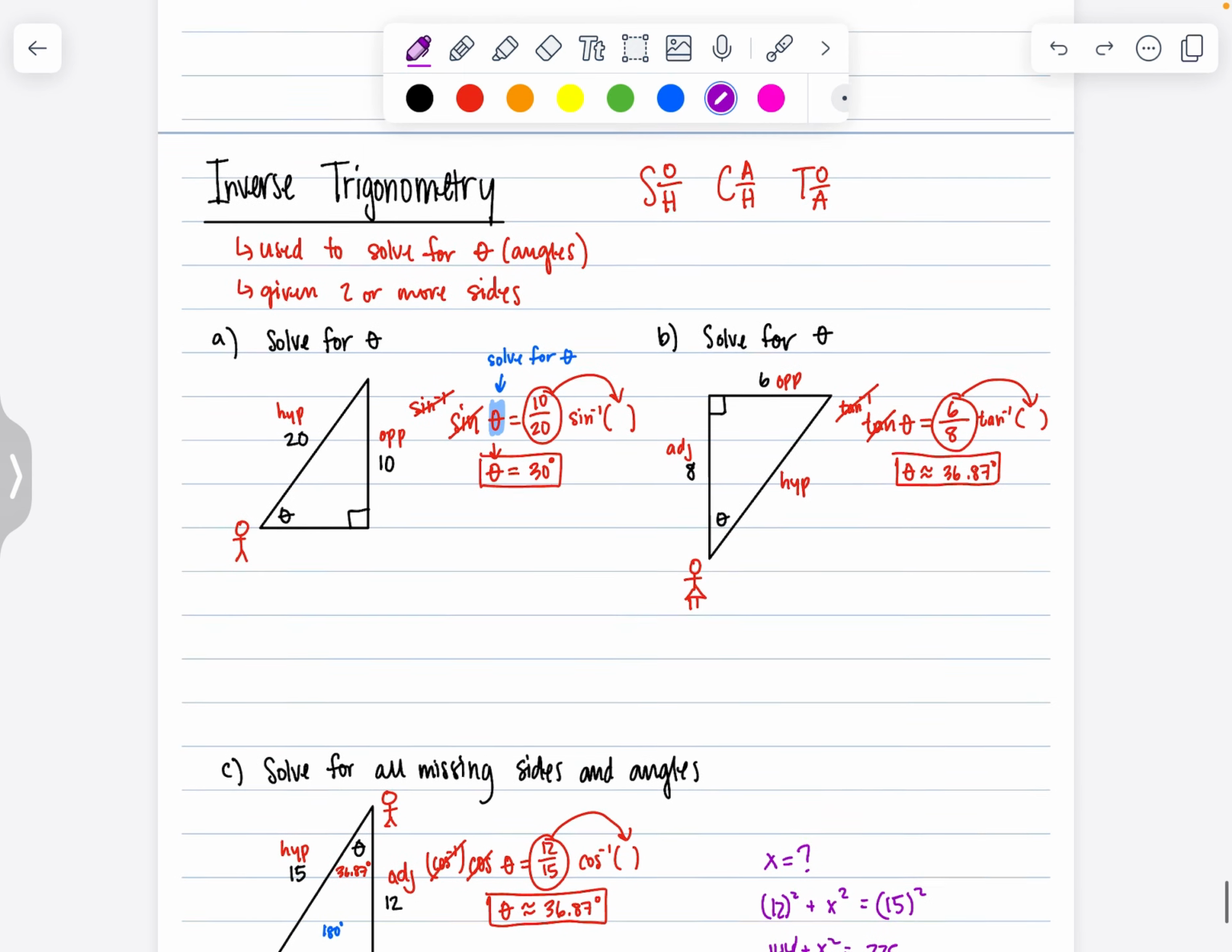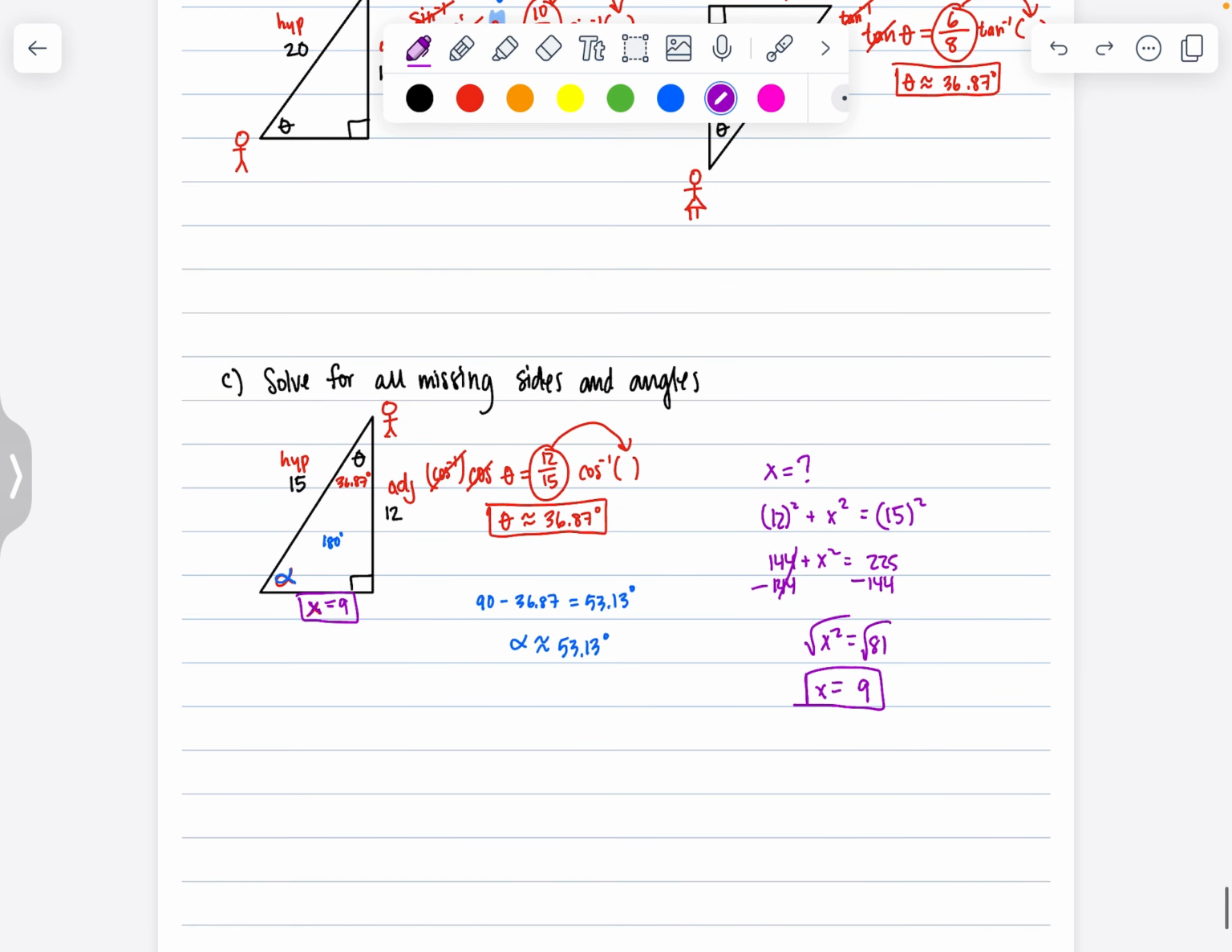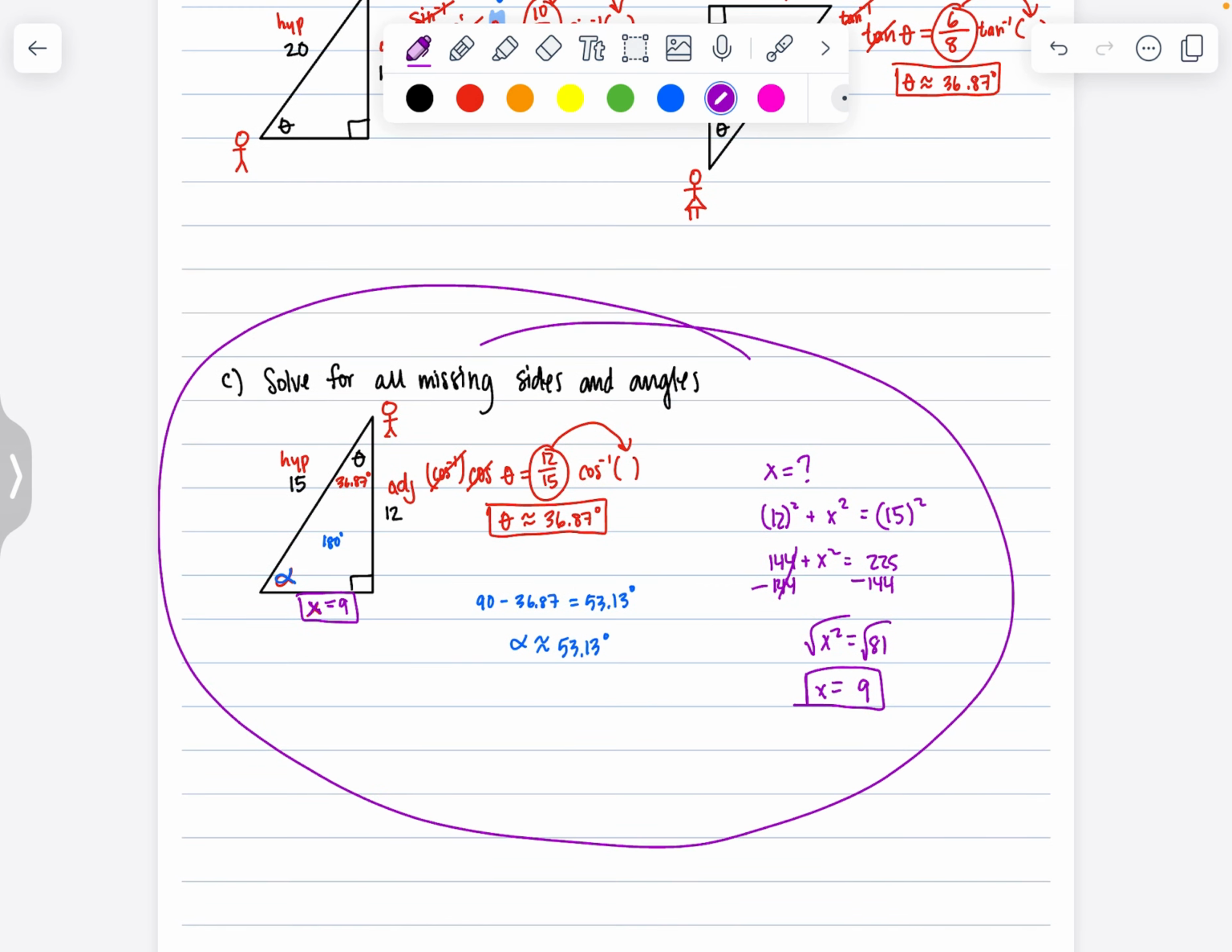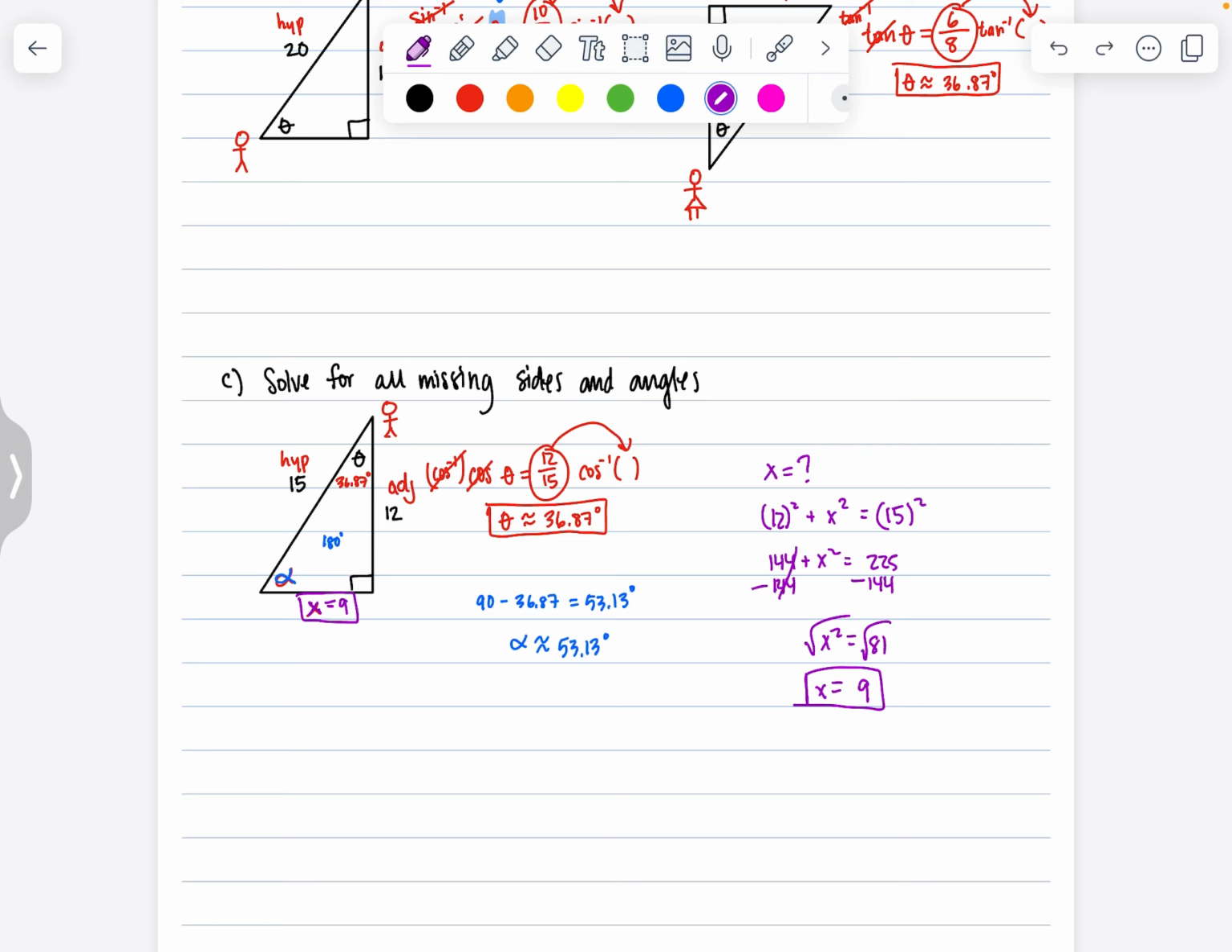All right, so using inverse trig, you need to make sure you are, 1, in degrees, and then 2, you're using inverse trig functions. Remember, this is only used to solve for angles. Regular trig for solving for sides. And sometimes we're going to be asked to solve for all the missing pieces as needed.